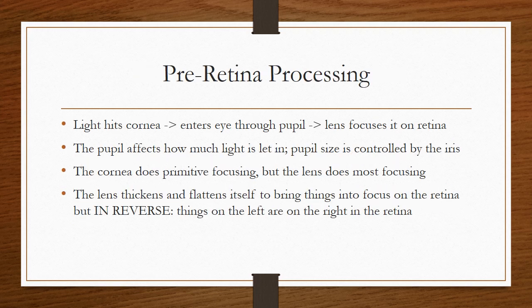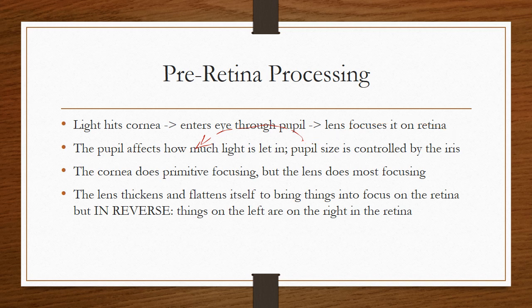So now let's talk about the first step of the process, which is the pre-retina processing. First, light hits the cornea, which is basically on the very outside of the eye, and then light enters the eye through the pupil. The pupil actually affects how much light is let in, and the pupil size is controlled by the iris. The iris controls the pupil, which controls how much light is let in. And then after that, the lens focuses the image onto the retina.